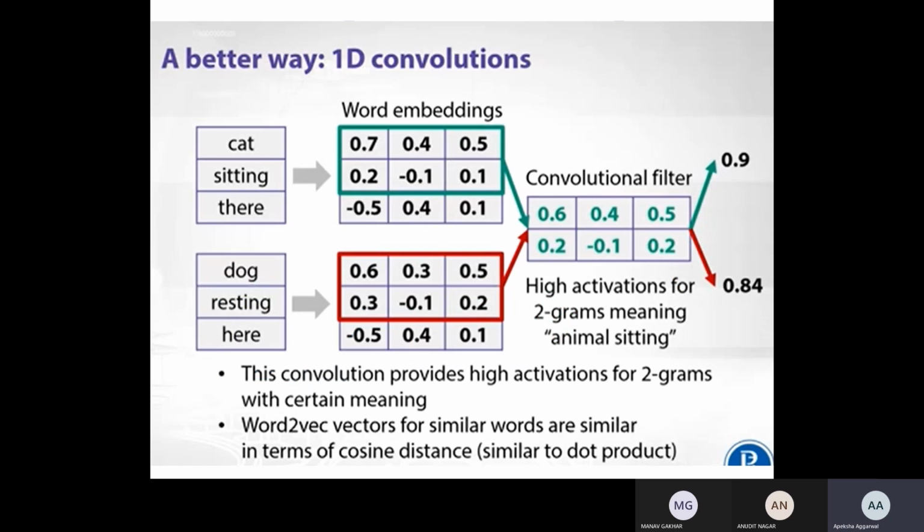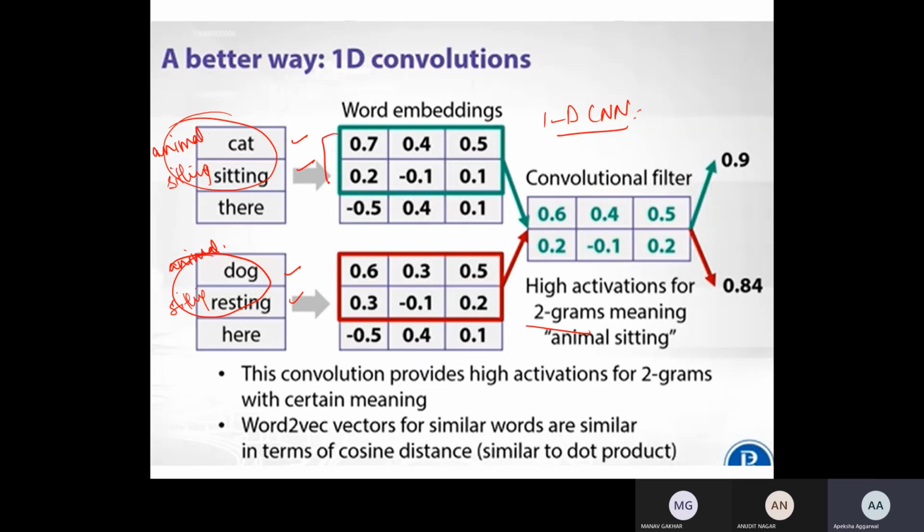What about if you want to train two words at a time, 2 grams? The advantage of this 1D CNN over other models is, suppose you have two words: cat sitting and dog resting. Basically, we are talking about an animal in the first word, and we are also talking about it doing something. Maybe it's sitting; resting is also sitting. So somewhat similar. These two words are similar. I want to talk about 2 grams. So it should generate a similar kind of representation, right?